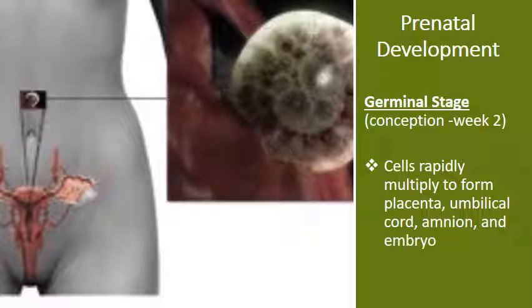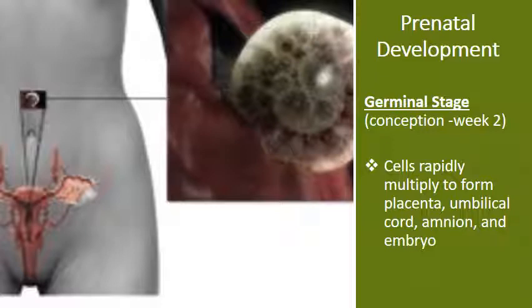By the end of the second week, during this stage, the zygote travels down the fallopian tube and ends up implanting on the uterine wall. At the point of implantation, the zygote undergoes rapid cell division, and each cell will end up becoming a specialized part of the organ system of that infant.